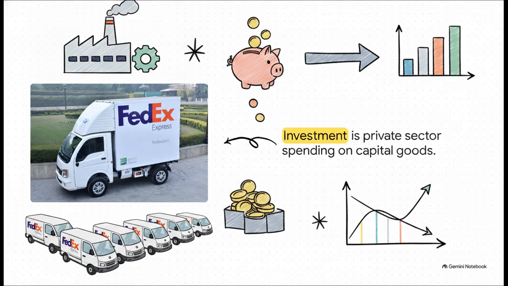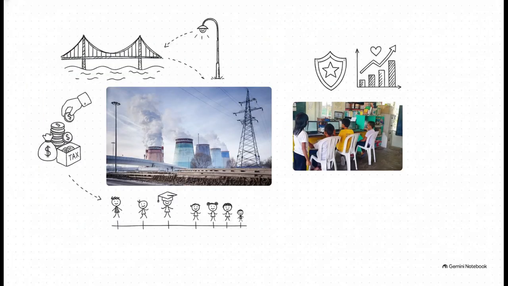If companies expect future sales to be strong, they expand. It also depends on the cost of borrowing. Lower interest rates mean it's way cheaper to finance that new factory. Our third pillar is G for government spending.